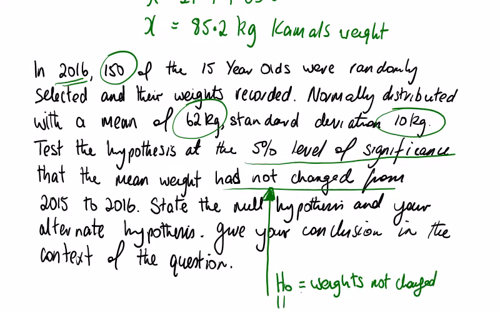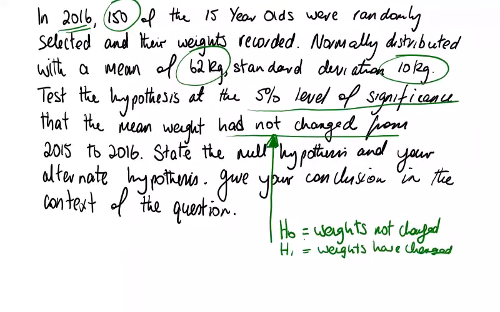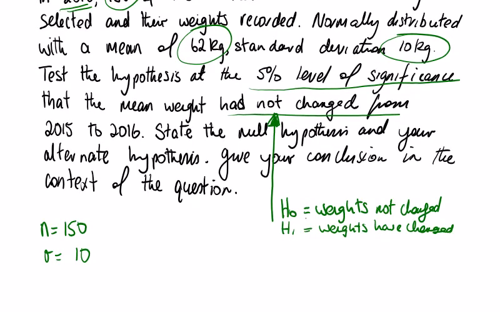So H1, the alternate hypothesis, is that weights, very simply, have changed. You don't need to go into too much detail here. So we're looking at 150 students, so my n is equal to 150. I still have my standard deviation is 10, and my mean is 62. And we're seeing, has this significantly changed?